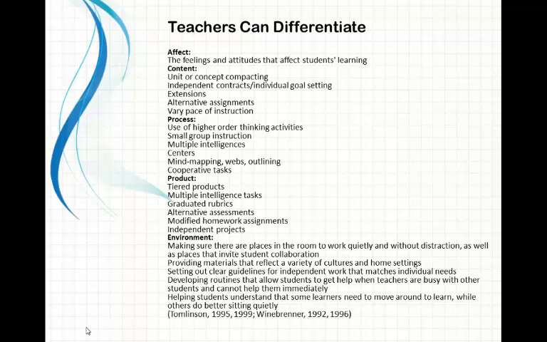And the environment can also be differentiated, making sure there are places in the room to work quietly and without distraction, as well as places that invite student collaboration, providing materials that reflect a variety of cultures and home settings, setting out clear guidelines for independent work that matches individual needs, developing routines that allow students to get help when teachers are busy with other students, helping students understand that some learners need to move around while others do better sitting quietly.